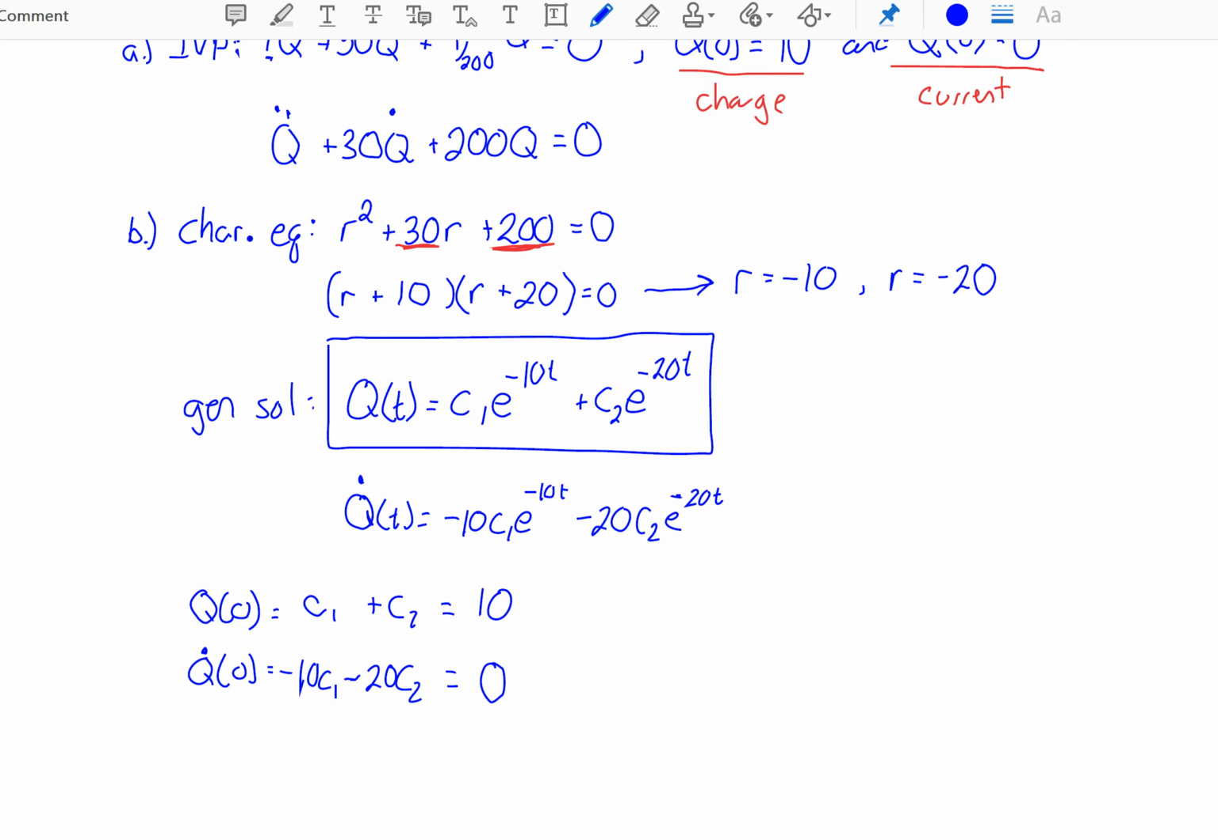Again, there's lots of ways to solve this system of equations, but I like using the elimination method. And it doesn't matter which variable you make cancel, but I'd like to make the C2s cancel because I've been doing it that way so far. So let's choose to multiply this first equation by 20, which gives us 20 C1 plus 20 C2 equals 200. The second equation stayed the same.